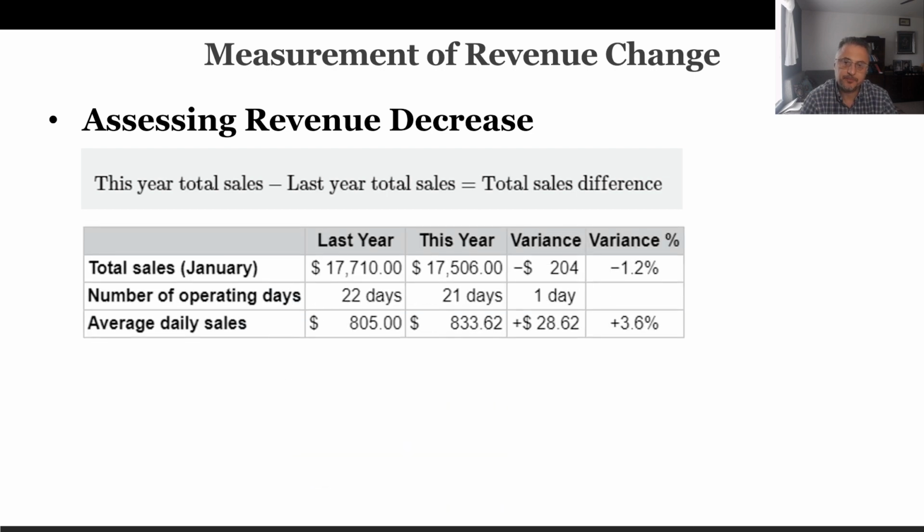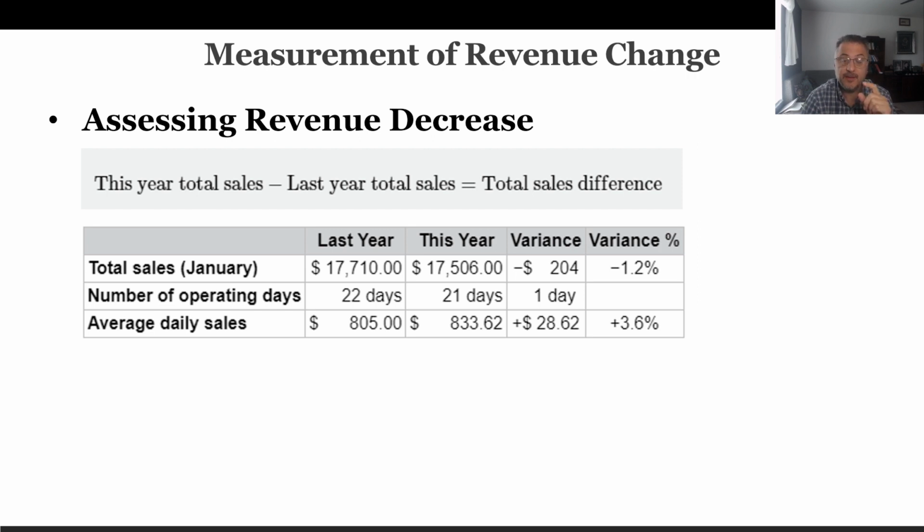In this example, we look at the month of January and calculate directly. If we calculate it directly, we see that we made $200 less, right? If you compare last January to this January, we made less money, or negative 1.2%.